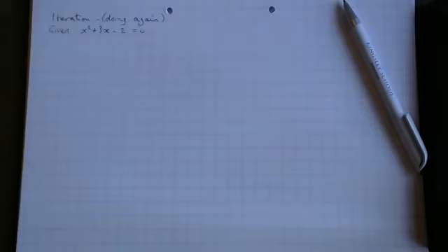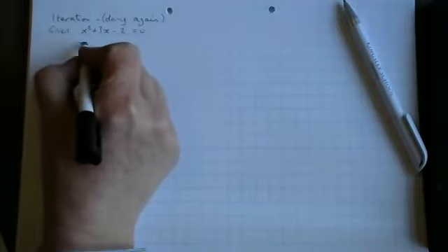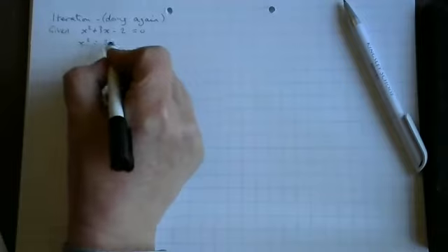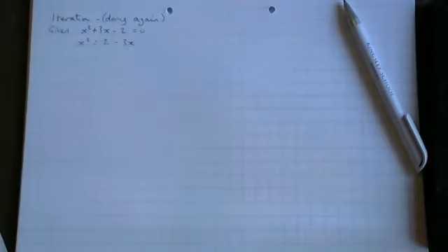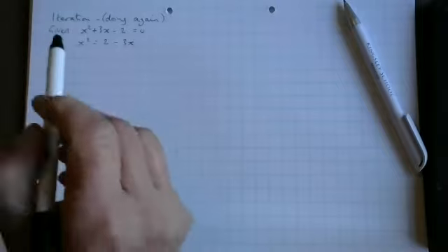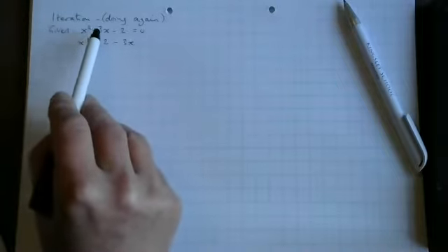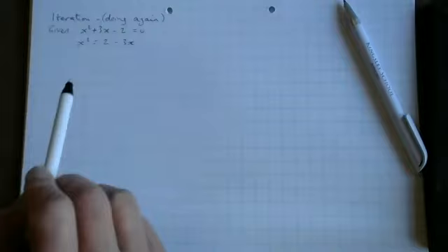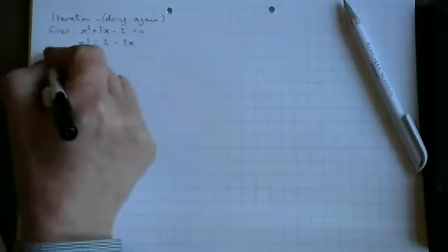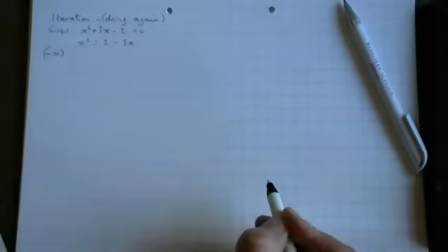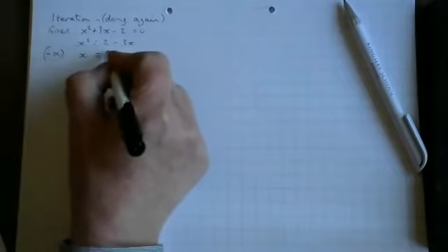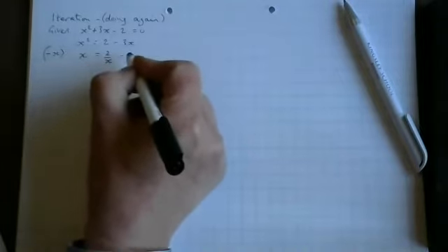The steps essentially involve rewriting the equation in a form so that it's x equals something. For this one, I'd say x squared plus 3x minus 2 equals 0. That means x squared equals 2 minus 3x. Now I know that x is not equal to 0 because 0 plus 0 minus 2 is not equal to 0, so I can divide by x. x equals 2 over x minus 3.